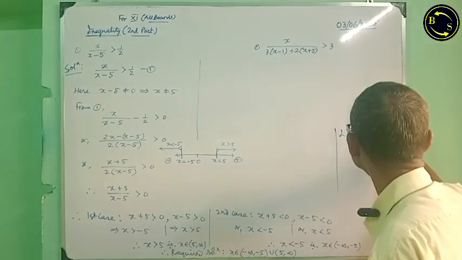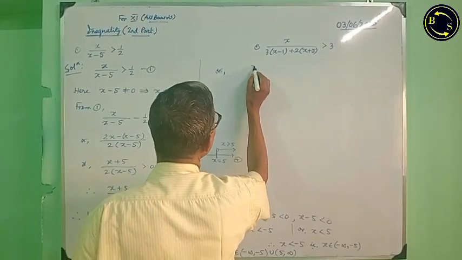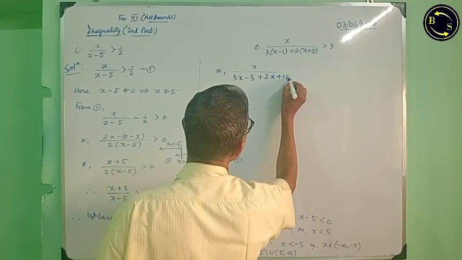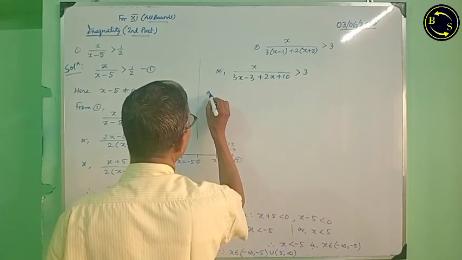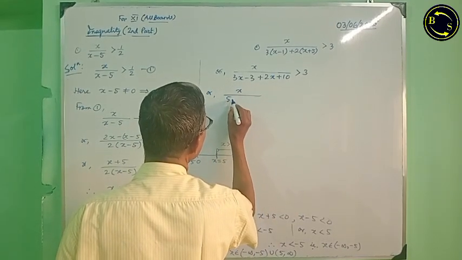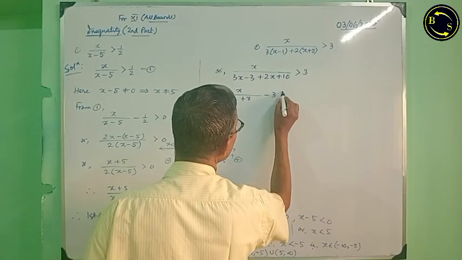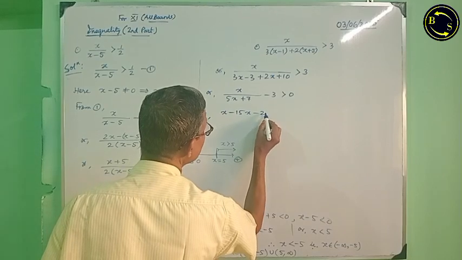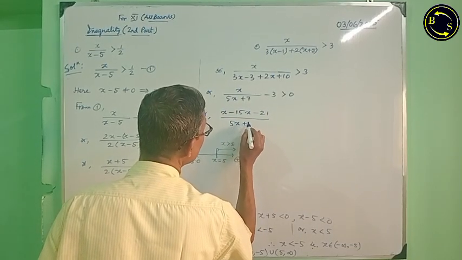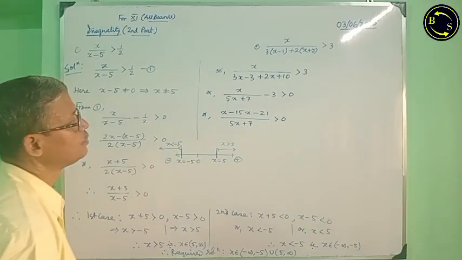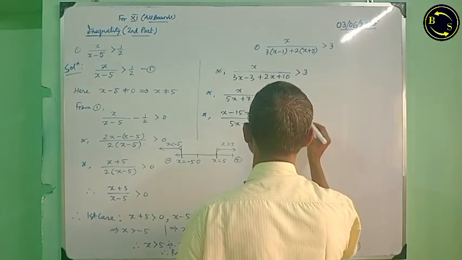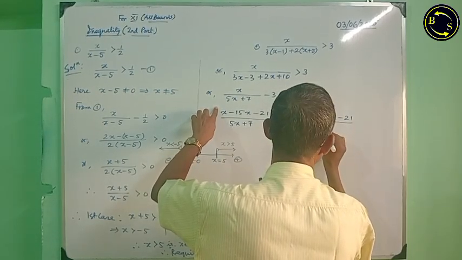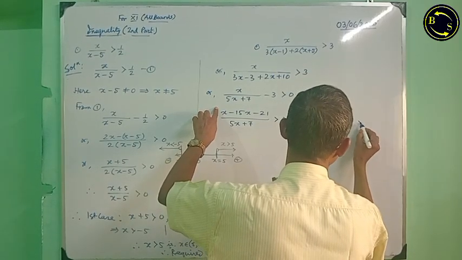Let me discuss the second one. We have to first simplify the denominator. x by 3x minus 3 plus 2x plus 10 greater than 3, or x by 5x plus 7 minus 3 greater than 0, or x minus 15x minus 21 divided by 5x plus 7, or minus 14x minus 21 divided by 5x plus 7 greater than 0.